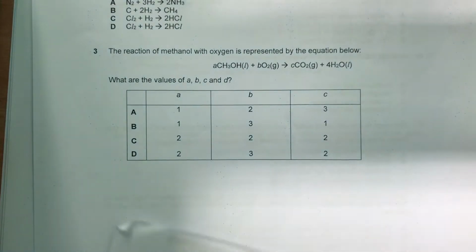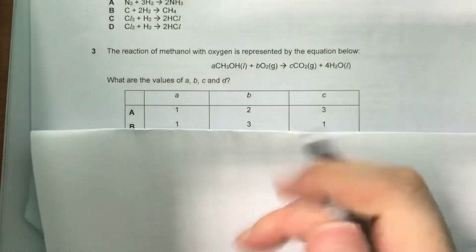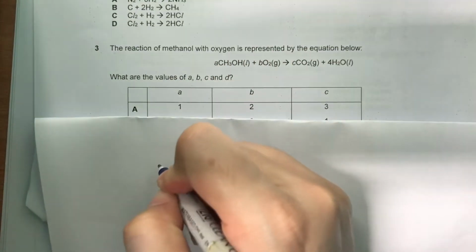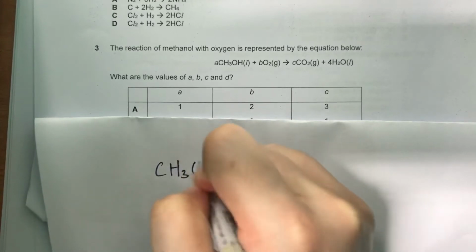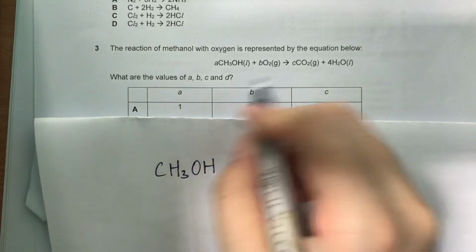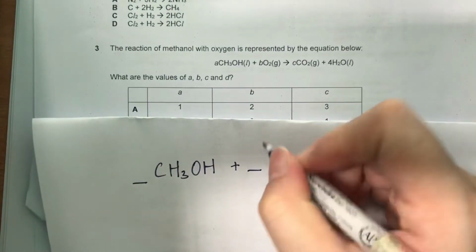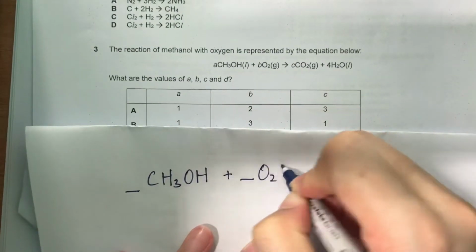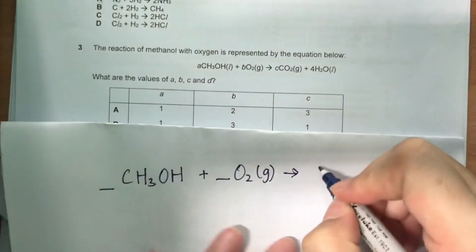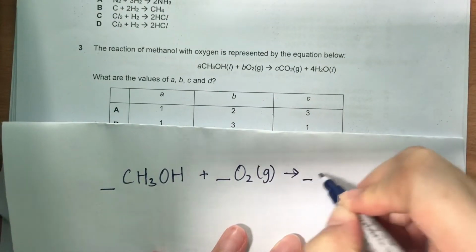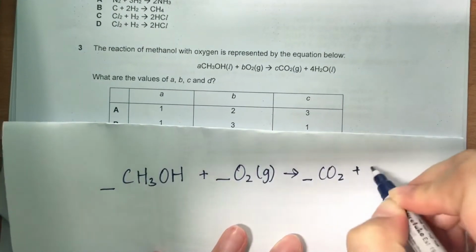The reaction of methanol with oxygen is represented by the equation below. So what we do is, I can rewrite this equation out so that it's clear. I will leave out the state symbols here because it's not required. So instead of A, B, and C, I'll just leave blanks first. And then I will write in 4 that is given.